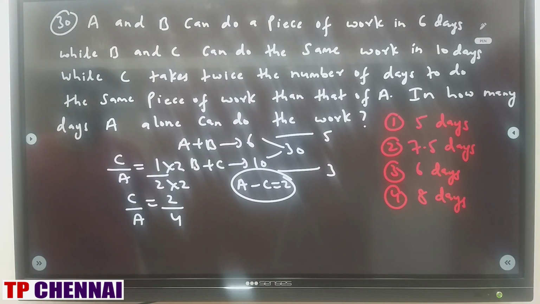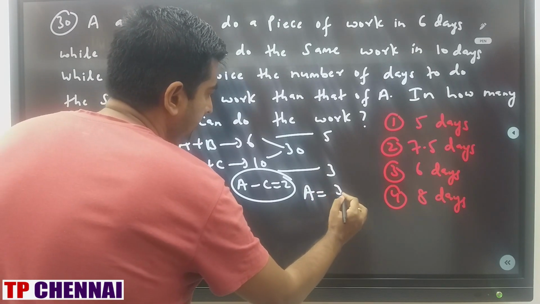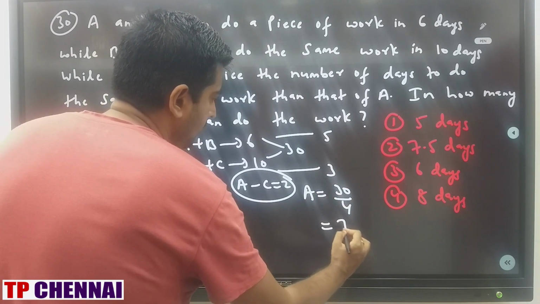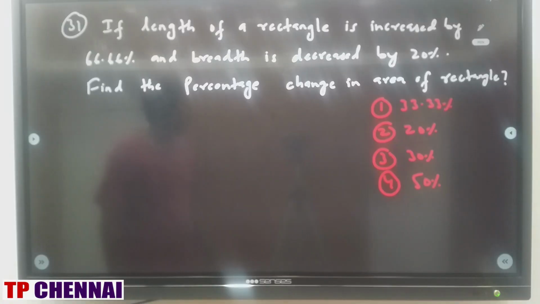In how many days A alone can do the work? Work is 30. 30 by 4, what is the answer? 7.5 days. My answer is 7.5 days, which is second. So I hope you are clear with 30.